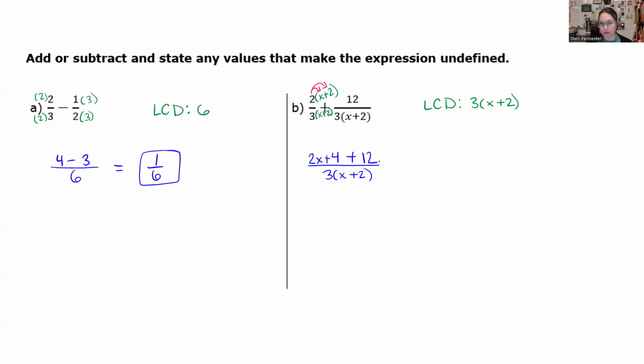Well, I can add these together. What is 4 and 12? 16. So I get 2x plus 16 all over 3 times x plus 2. Last, before you box your answer, you want to double check to see, can the numerator be factored? So could I factor anything out of the numerator? I can factor out a 2. If I factor out a 2 in the numerator, I'm left with x plus 16 divided by 2 is 8.